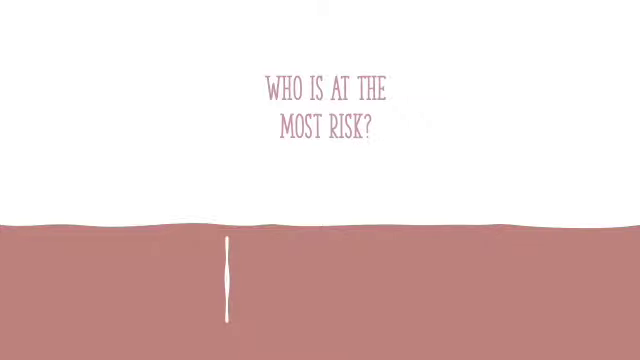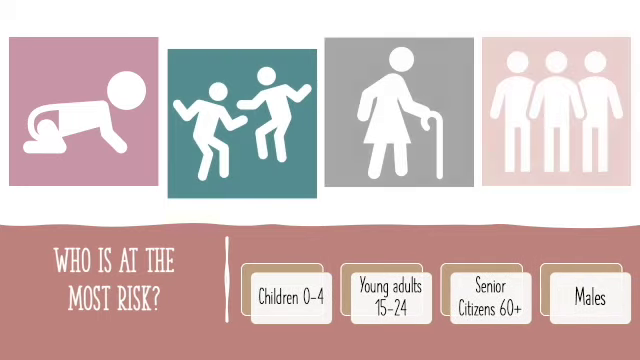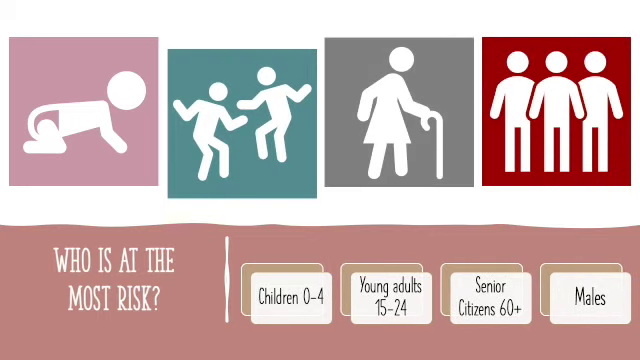Who is at the most risk of sustaining a traumatic brain injury? Children ages 0 to 4 still have soft skulls, so if they fall or hit their head too hard, they're more likely to have brain damage. Young adults ages 15 to 24 are a bit more rambunctious and enjoy playing physical sports and doing things that could cause a traumatic brain injury. Senior citizens ages 60 and up are at risk of falling and hurting their hip, or falling and also hitting their head. And then we have males, who tend to be a little more outgoing and do things that are a little more at risk than females.